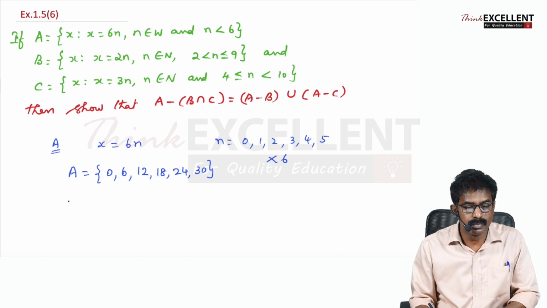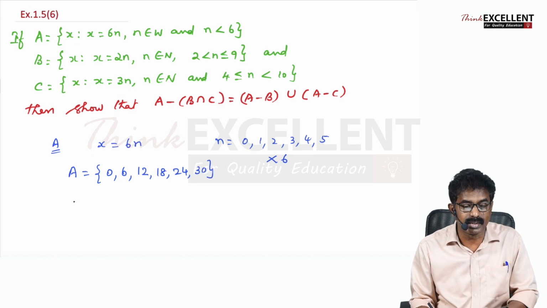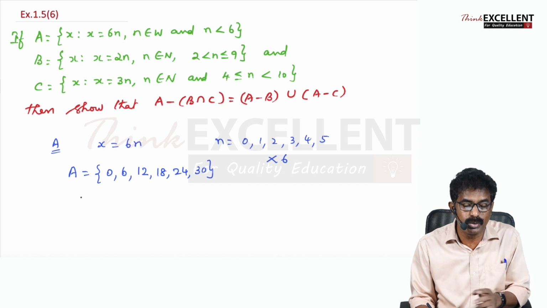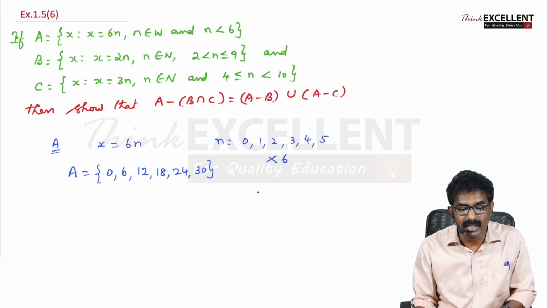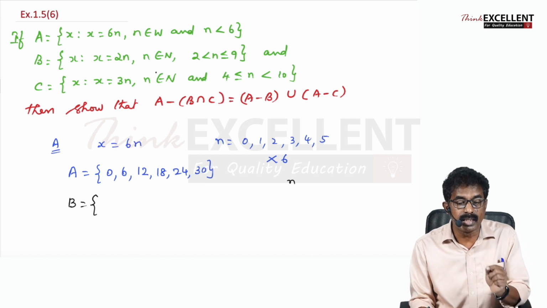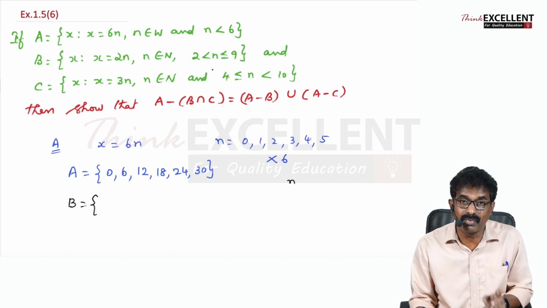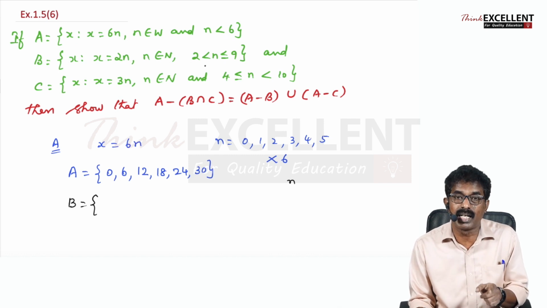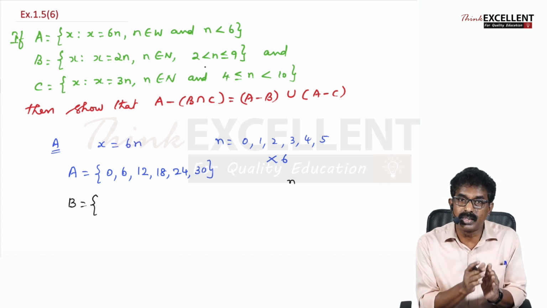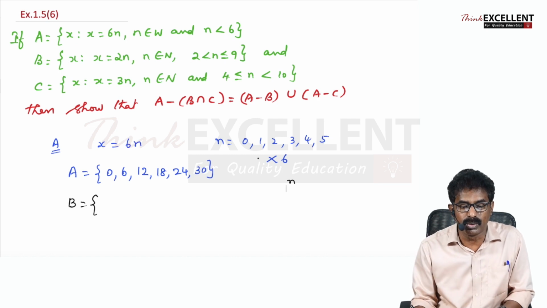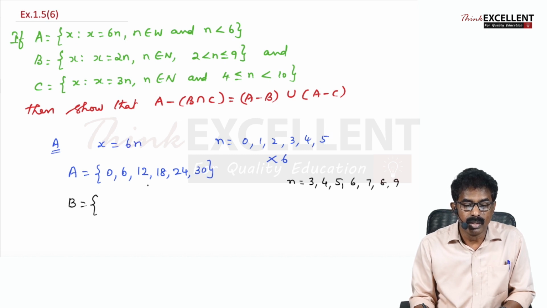B equals the set of all x such that x equals 2n. Now multiply by 2. But what is n here? In the second case, when you find B, x is equal to 2n. But what is n here? It is a natural number, but not from 1. 2 is less than n, and n is less than or equal to 9. In between 2 and 9, 2 is not included but 9 is included. So you start with 3. n equals 3, 4, 5, 6, 7, 8, 9.